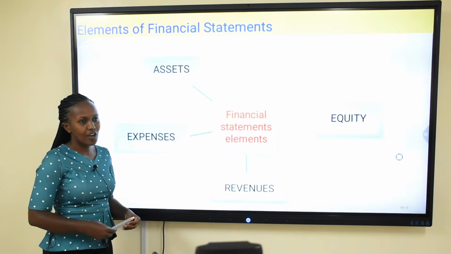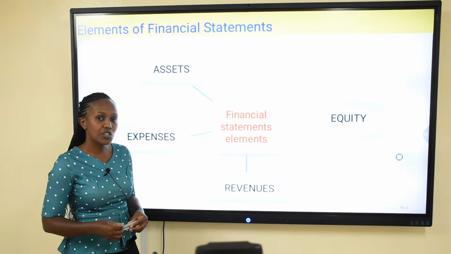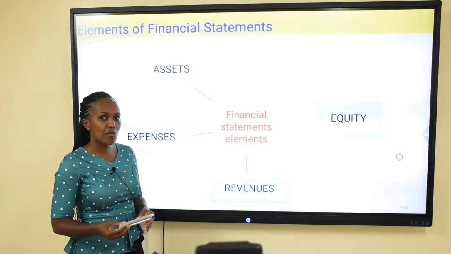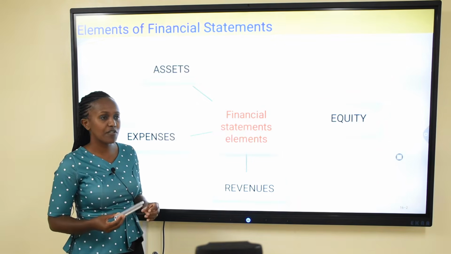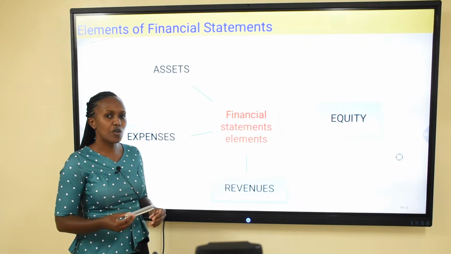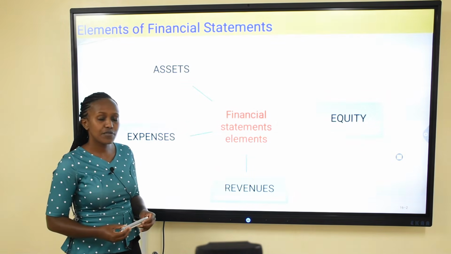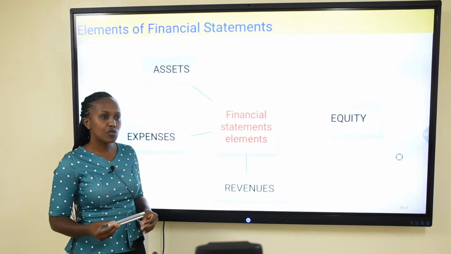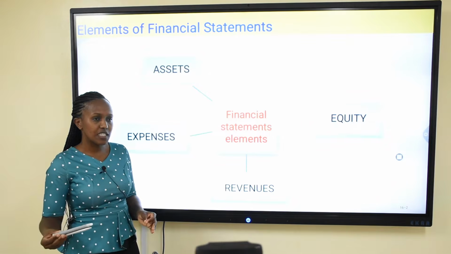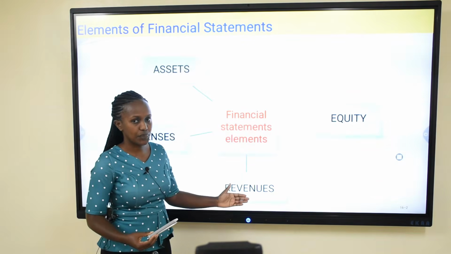The next item is revenues. Of course, these are cash inflows coming into the organization. Number one, from the trading activities, the normal activities of the business. For example, if a business offers services, the money received from offering those services is what we are calling the revenue. If a business deals with supply of goods, the money gotten from the sale of those commodities is what we are calling revenue.